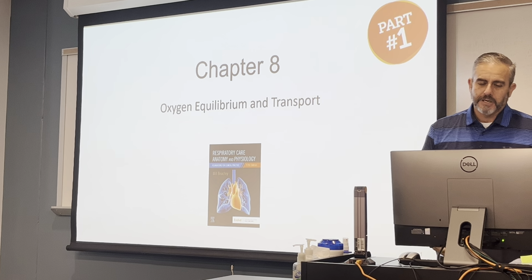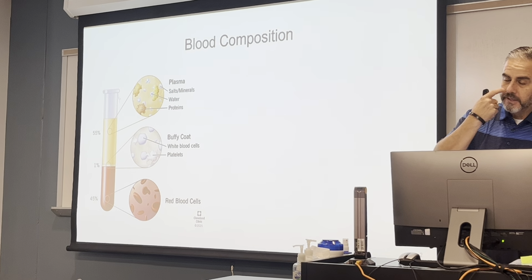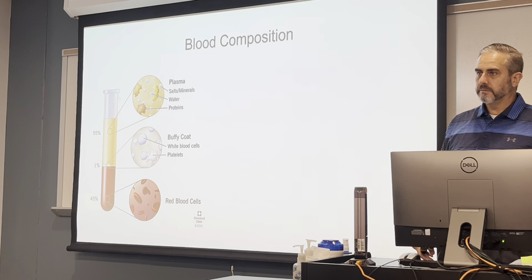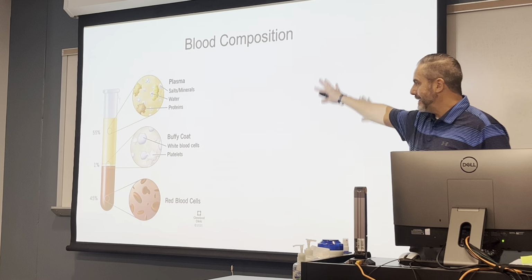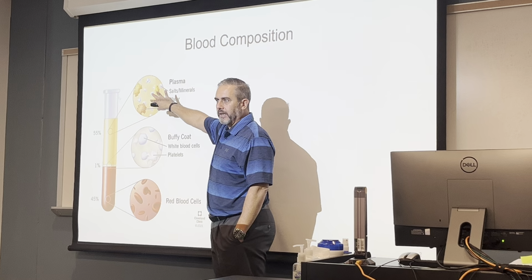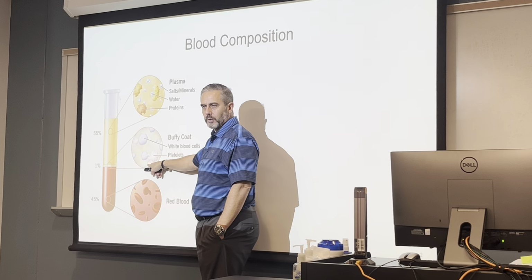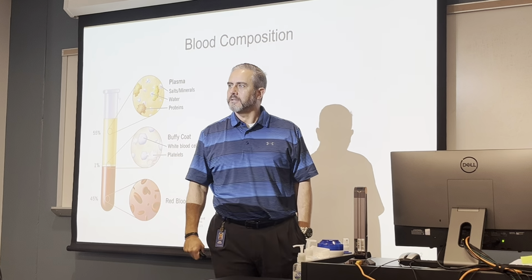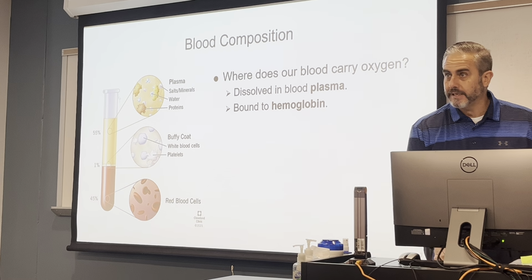All right, so chapter 8 is dealing with oxygen and oxygen transport specifically. So when you think about what's in our blood, plasma, white blood cells and platelets, and the red blood cells, where, at least in that schematic, is oxygen being carried? Is it being carried in the plasma? Is it being carried in the little 1% white blood cells and platelets, or in the red blood cells? Yes, and plasma. It is carried in two separate locations.